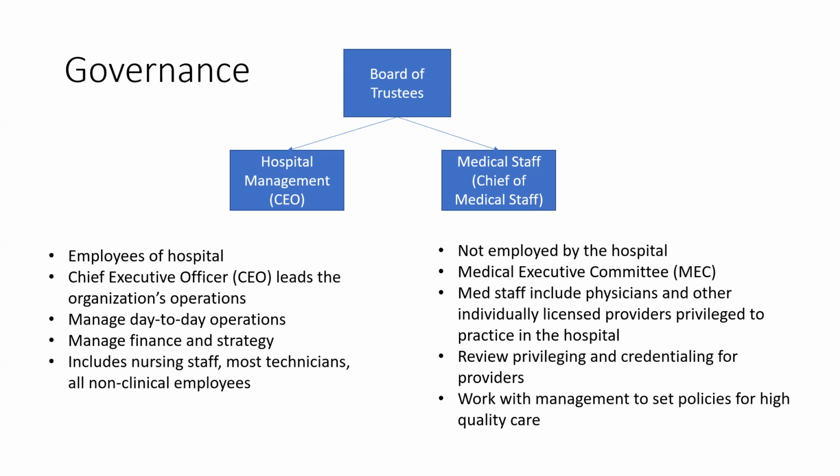So the board is supposed to oversee the overall strategy, but the CEO is supposed to develop that for the board. And in a hospital, this includes hiring all the nursing staff, most of the technicians, and all of the non-clinical employees. So the CEO supervises the chief nursing officer, and through the chief nursing officer supervises all of the nurses in the facility. They hire and fire the technicians that work in the laboratory and the X-ray, or imaging center, and so on and so on. Plus all the dietary techs, all of the housekeepers, whatever else you can think of, right?